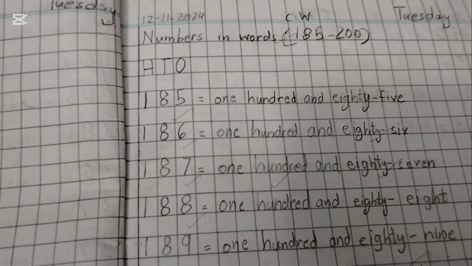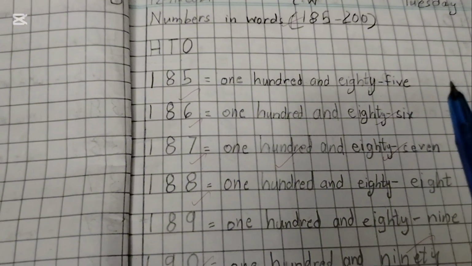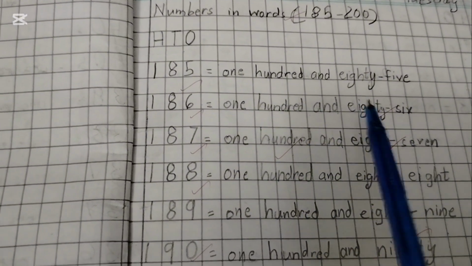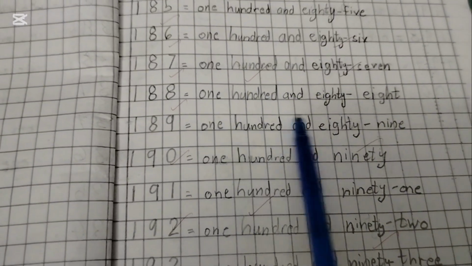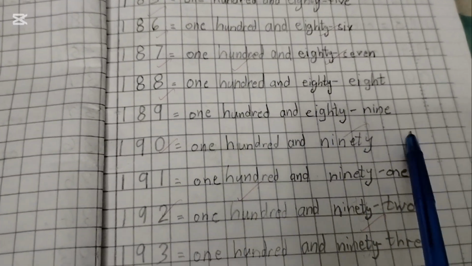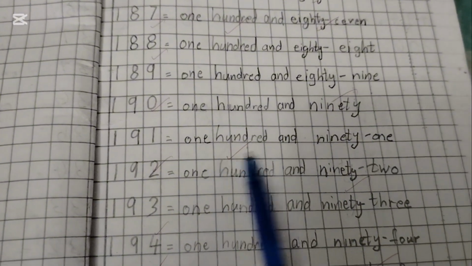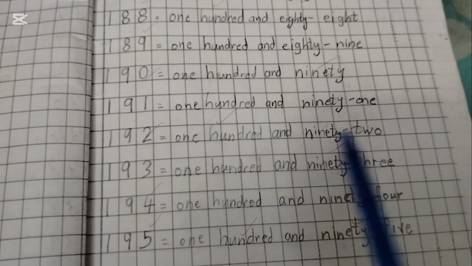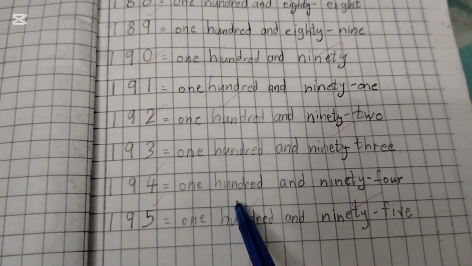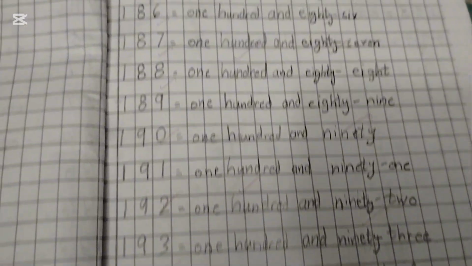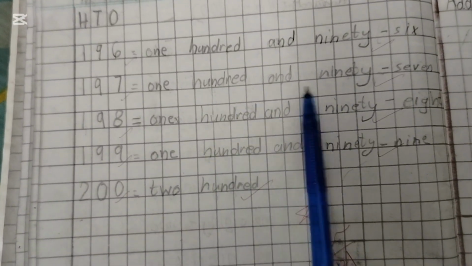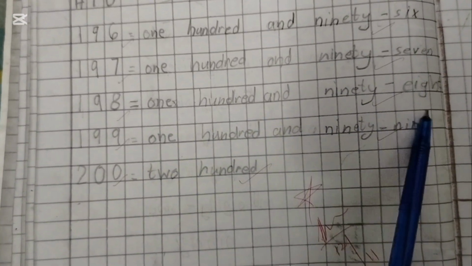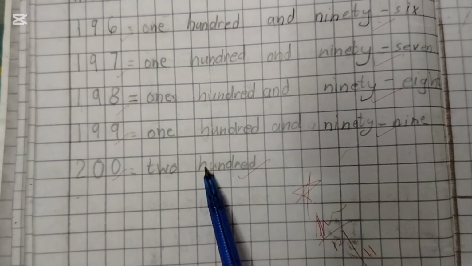On the next page we see the number in words from 185 to 200. So let's start: 185, 186, 187, 188, 189, 190, 191, 192, 193, 194, 195, 196, 197, 198, 199, and 200.